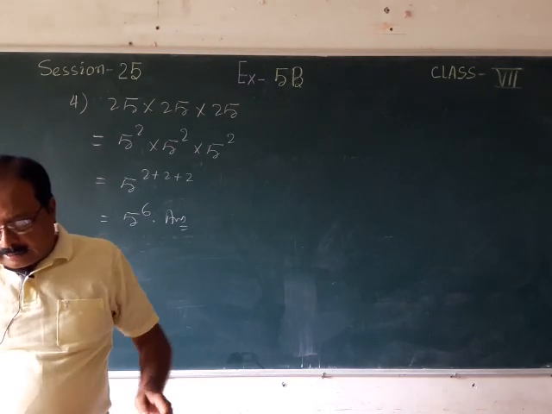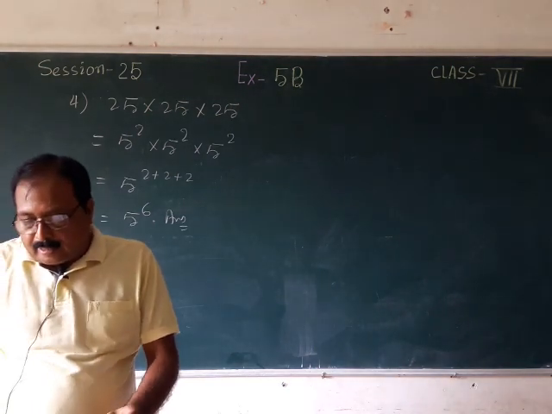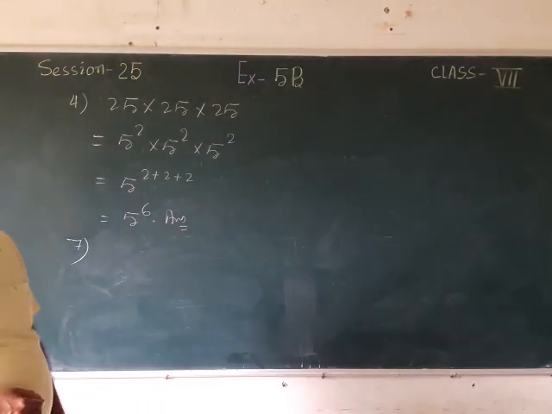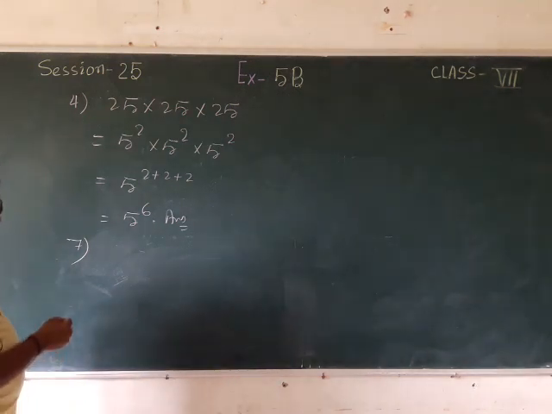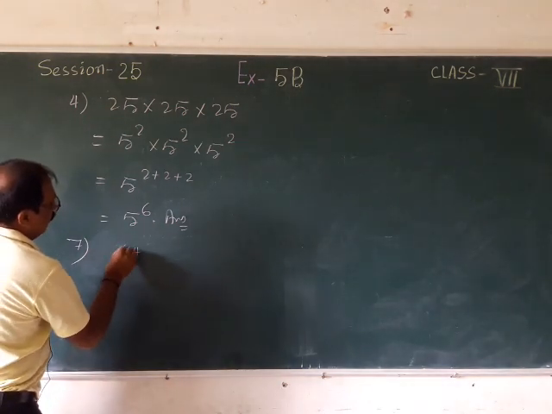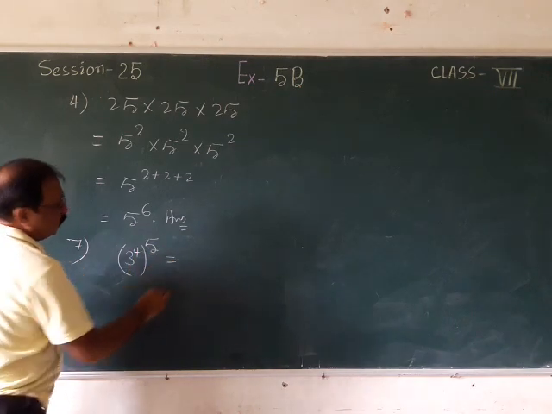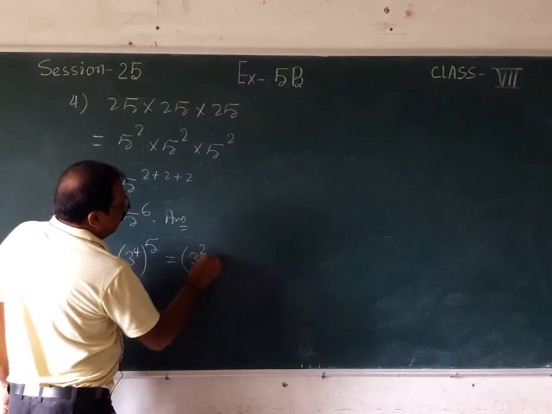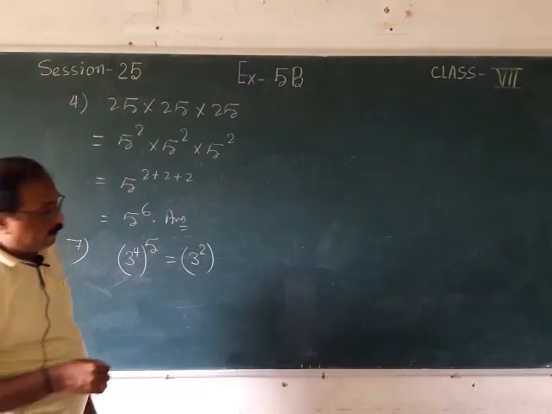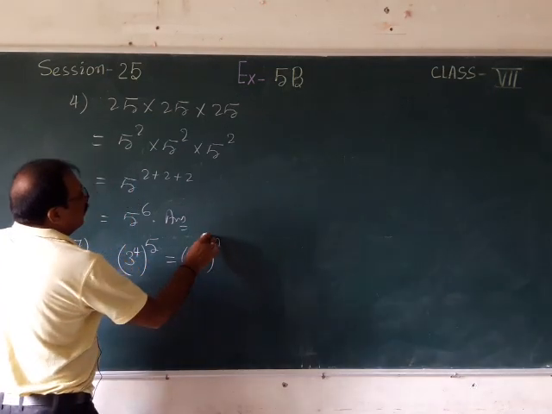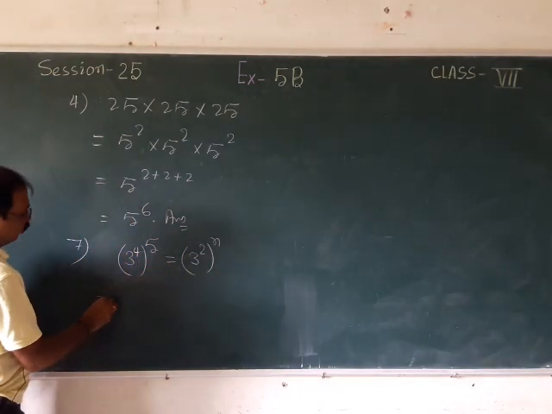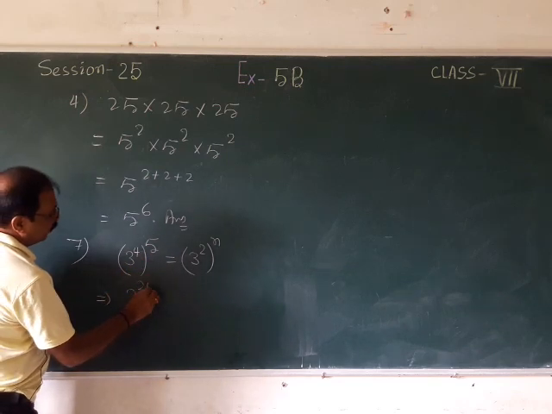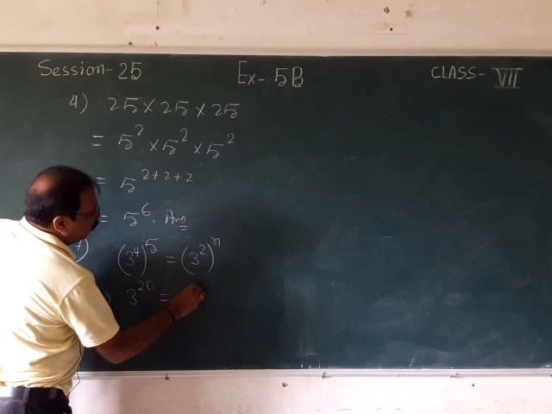Then question number 7. What is the value of n if, now question number 7 I am going to show you. Here in question number 7 it is written that 3 to the power 4 and to the power 5 is equal to 3 to the power 2, whole to the power n. Then they are asking what is the value of n. How to do this question? 3 to the power 4 into 5 I can write 20, and here 3 to the power 2n.